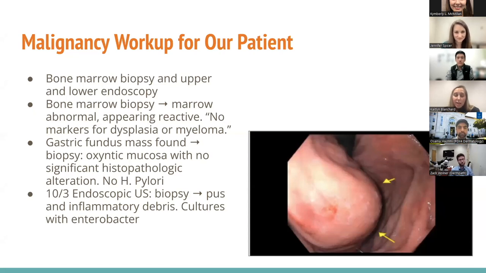She did have a gastric fundus mass that was found on biopsy. There was no significant histopathologic alteration from the biopsy, and no H. pylori or anything like that as well. And then she also had an endoscopic ultrasound biopsy of the same gastric fundus mass. They found pus and inflammatory debris, and interestingly, her cultures from that grew Enterobacter.